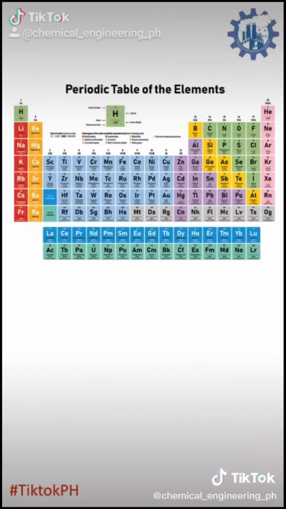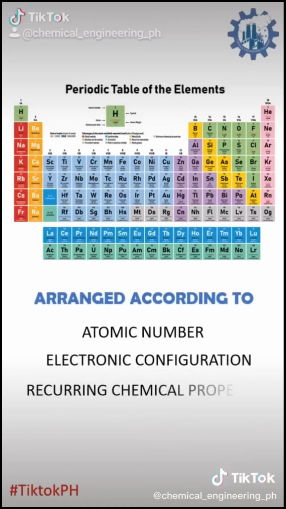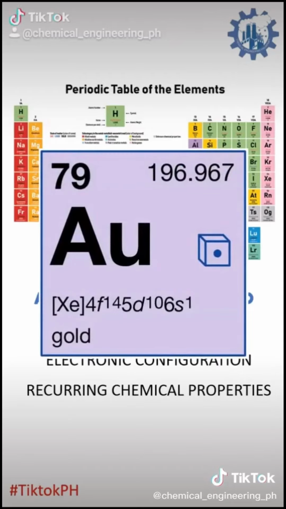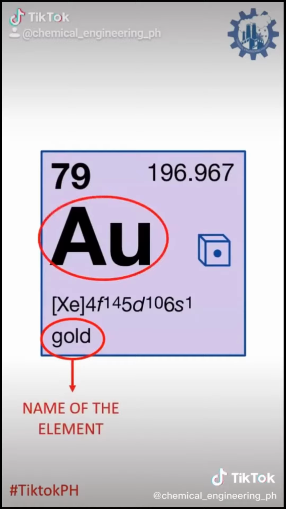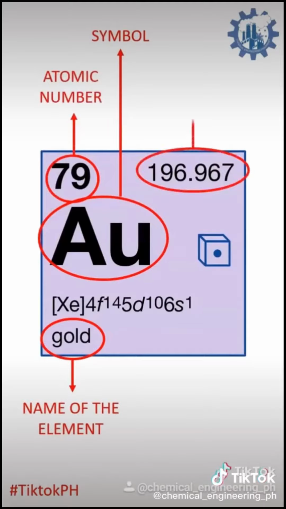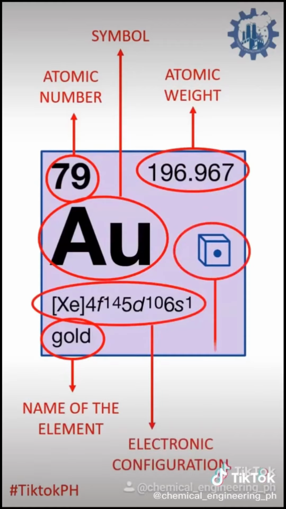We discussed before the development of the periodic table of elements and explained that it was arranged according to their atomic number, electronic configuration, and the recurring chemical properties. But how do we read the periodic table? We will discuss each part and explain it further later. This is the name of the element, the symbol of the element, the atomic number, atomic weight, electronic configuration, and the crystal structure of the element. In the succeeding videos, we are going to discuss each of these parts to have better understanding.